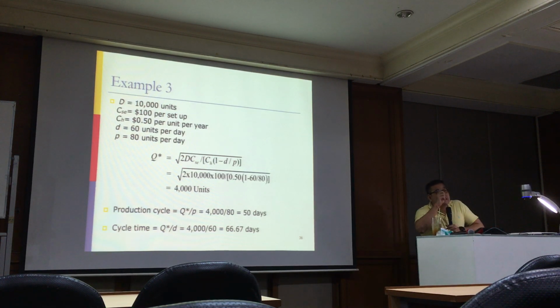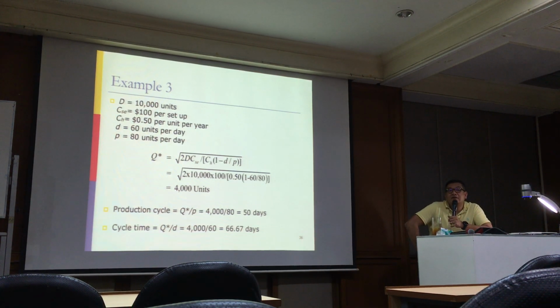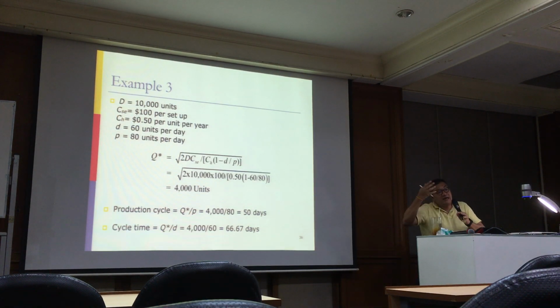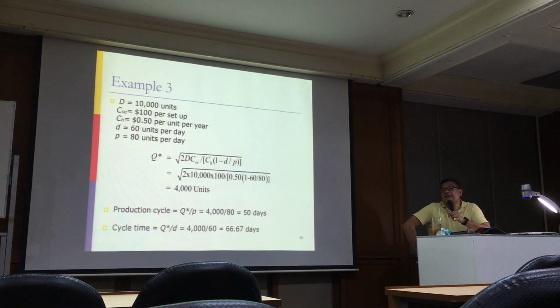But each day, the company has the ability to produce just 80 units. So how about the production cycle or runtime? We know that one batch is 4,000, but in one day we can produce 80. So we use 4,000 divided by 80, and we have 50 days. So it takes 50 days to produce one batch.